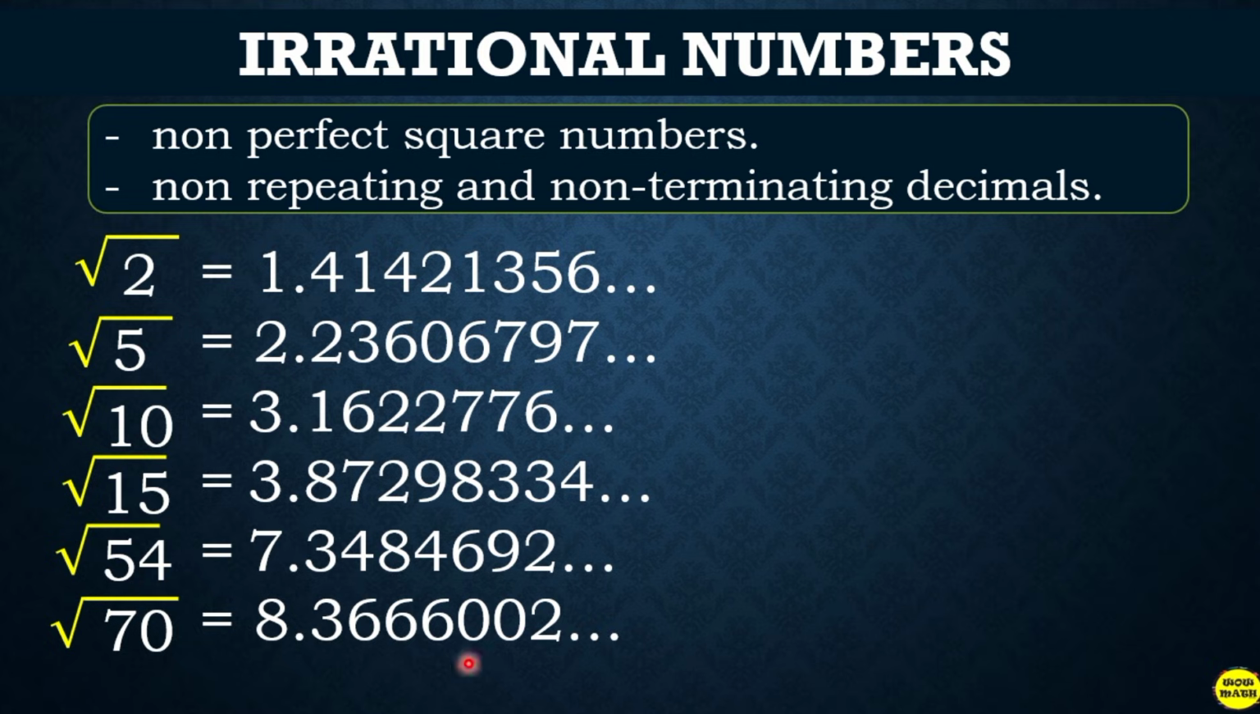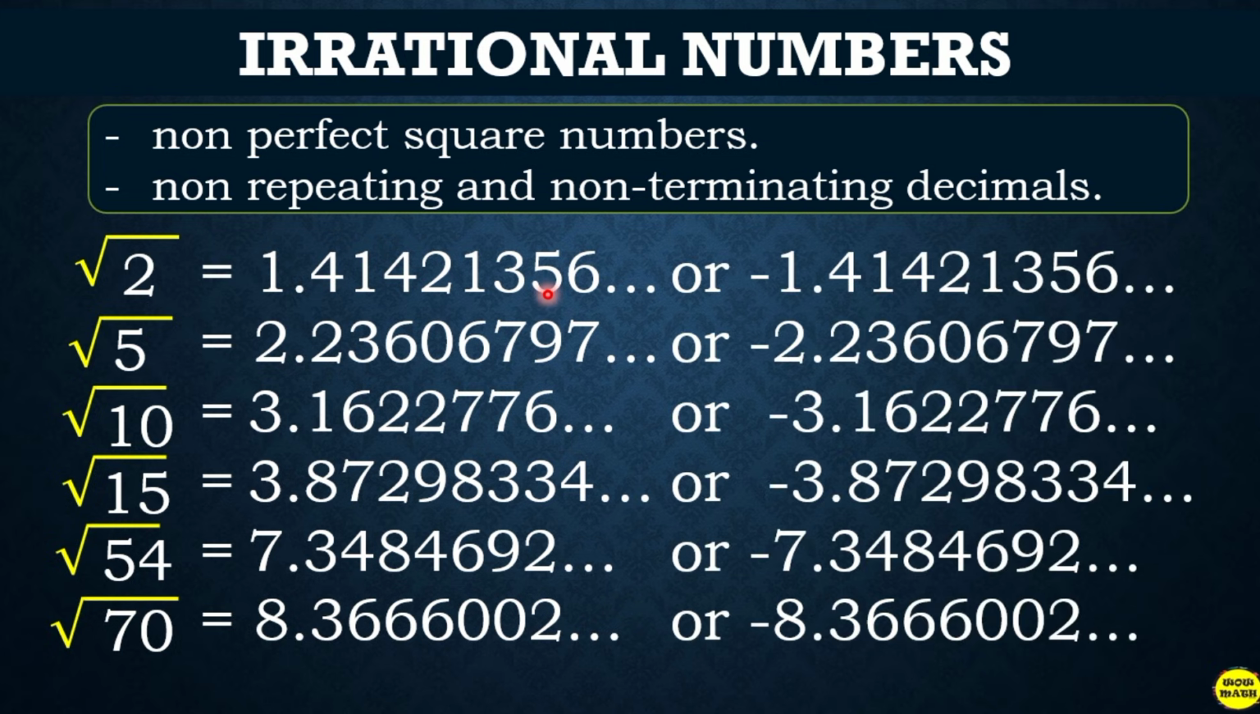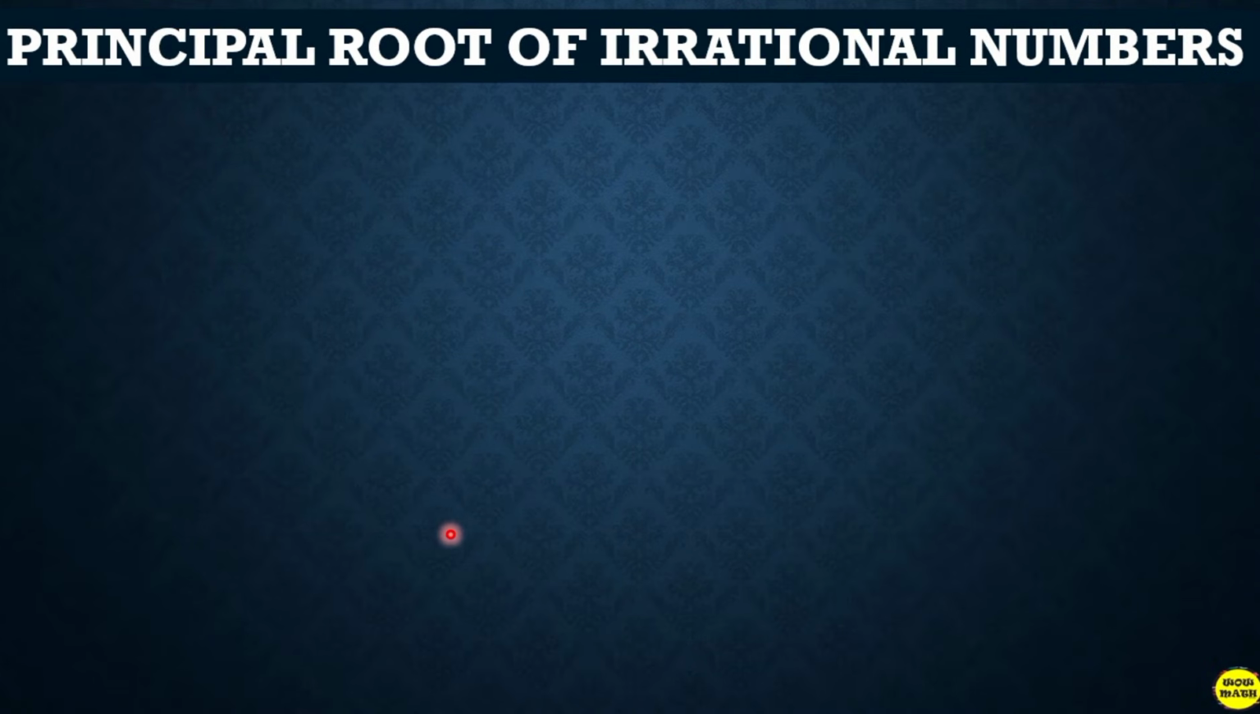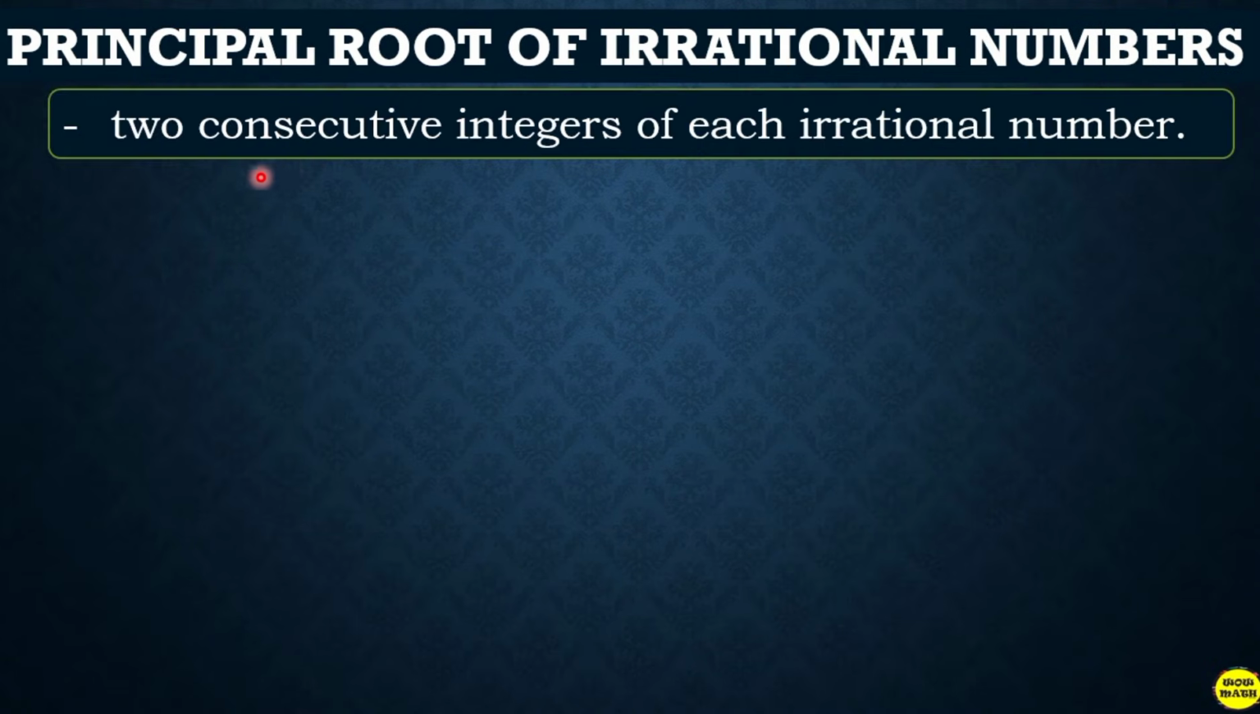Okay? So, ano nga po yung isang square root nito? Meron pa siyang negative. So, kagaya rin po nung kanina, positive-negative rin po tayo. Okay? So, if you will be asked, what is the principal root of square root of 2? So, hindi naman natin to pwedeng ibigay. What is the principal root? So, paano kung ang hinihingi ay yung exact value niya? So, since hindi siya exact value, ano ang gagawin natin? Okay? So, we will be getting the two consecutive integers of each irrational number.